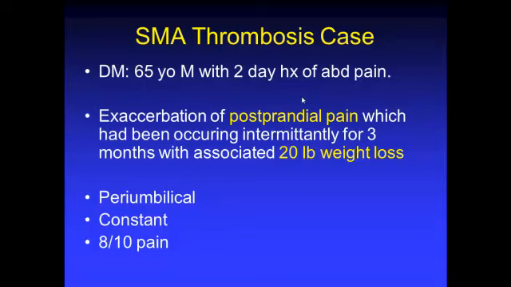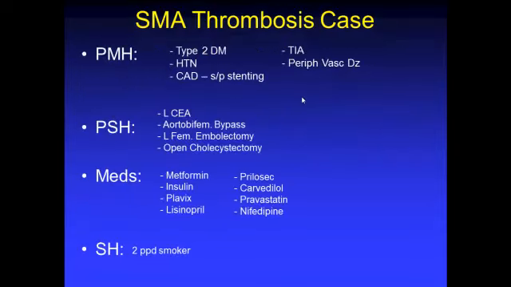The pain was periumbilical in nature, as would suggest a midgut issue. It was constant, and at the time of presentation, it was an 8 out of 10, so pretty severe pain. Past medical history, what you would expect for a vasculopath: type 2 diabetes, hypertension, history of coronary artery disease for which he had been stented in the past. He had had a TIA in the past, and he did have documented peripheral vascular disease.